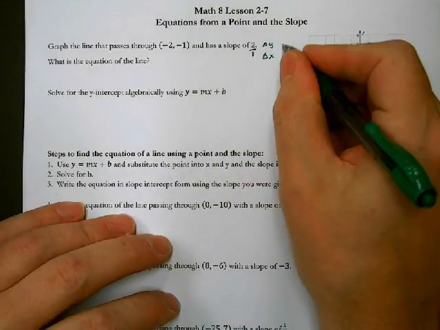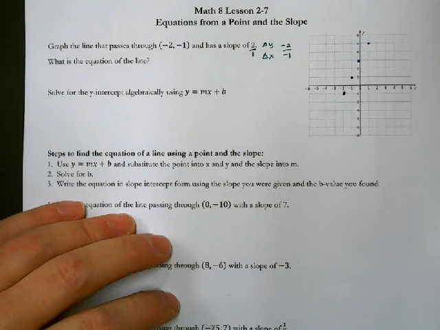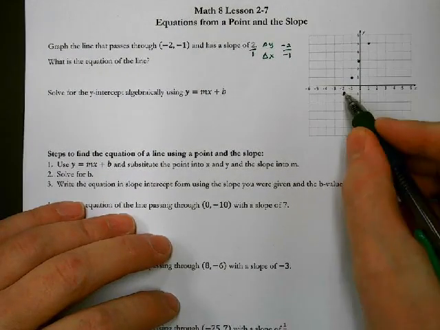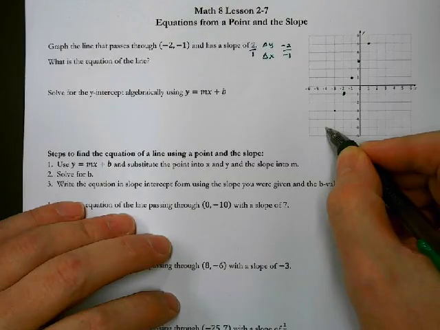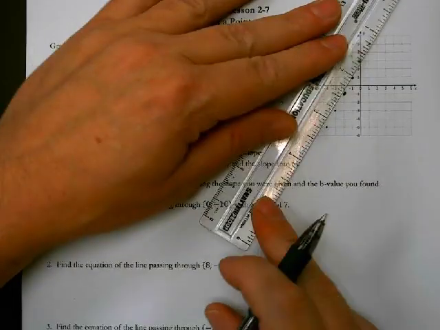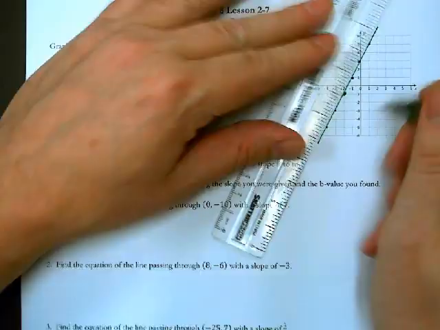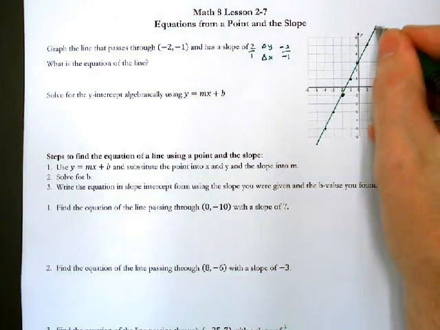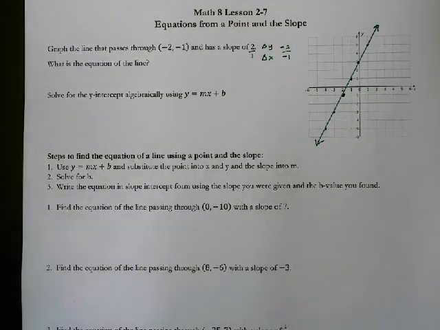But I can also do -2 over -1, because -2 over -1 reduces to +2, right? So I could also go down 2 and left 1, down 2 and left 1, and they're all on the same line. So everything's great. So here's my line. So using the slope and a random point, I can graph the line.